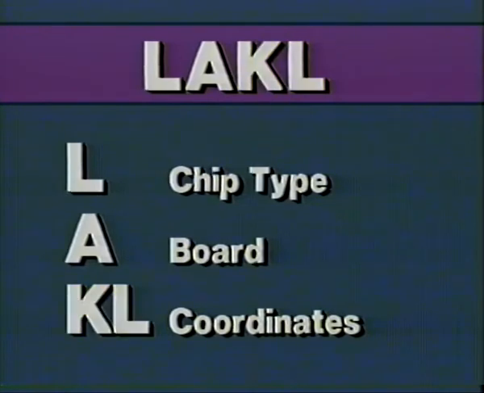In this example, the chip is an L-type chip. It's located on the A board. The chip is at board coordinates KL.